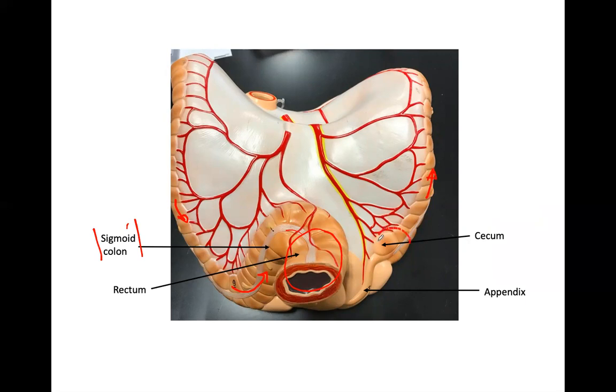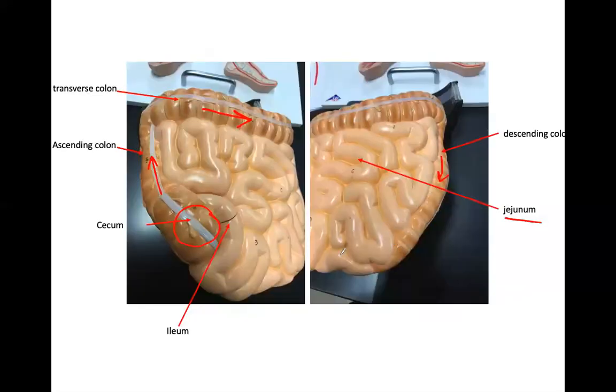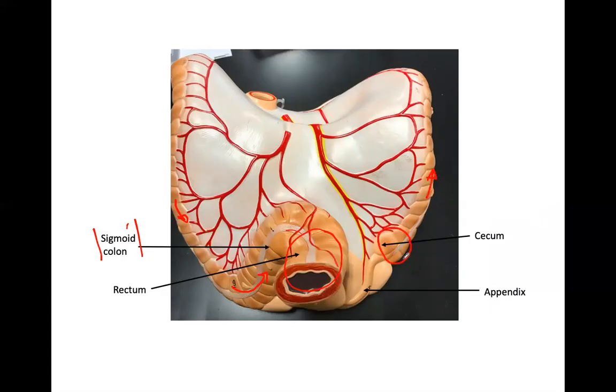And right before the ascending colon, if you go back to the previous picture, you have this little pouch, which was the cecum, or the start of the large intestine. Now, coming off of the cecum, you would have your appendix, which is part of the lymphatic system.